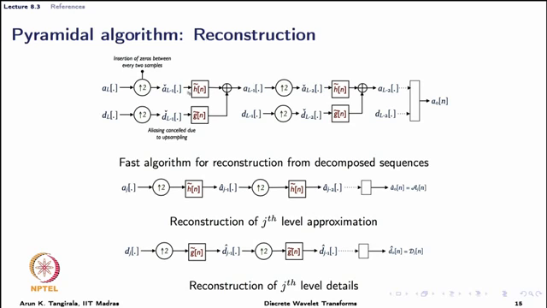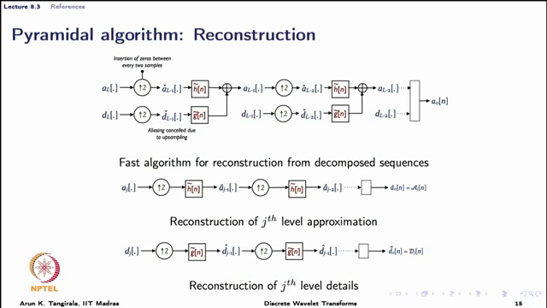So, I obtain the upsampled sequences of AL and DL, and convolve them with the synthesis filters. As we have just discussed, I can choose the synthesis and analysis filters to be identical. Add them up, I recover AL minus 1, and then I have DL minus 1 with me because that is already given to me. Again I upsample them, reconstruct, get AL minus 2, and so on until I reach A naught, which is that I recover the sequence.